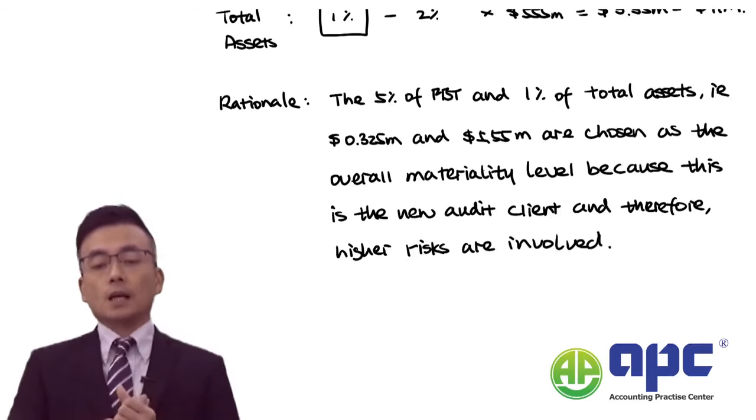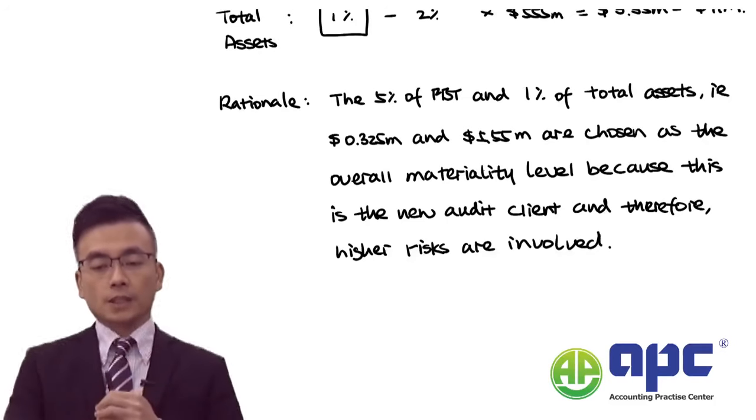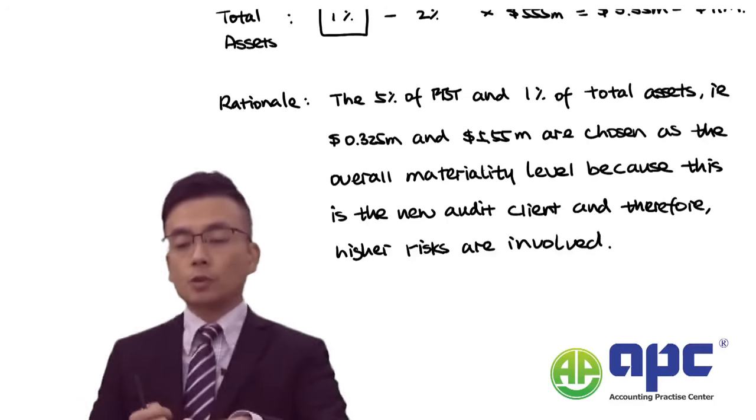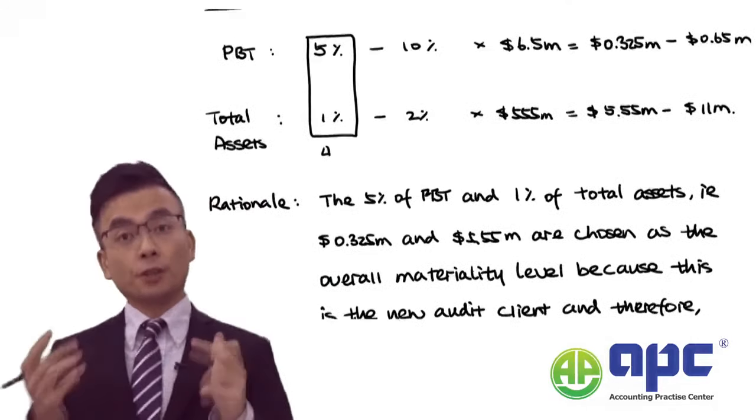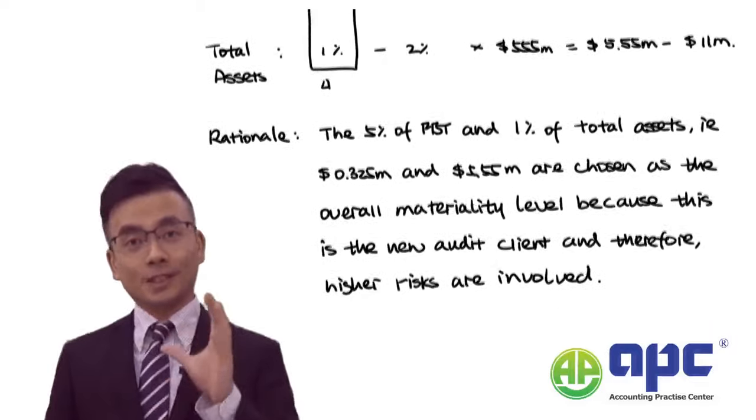First year's audit, so we're auditing the client's company and there are higher risks involved, and therefore we're going to choose the lower figure. Okay. 3 marks for that. Make sure that you're ready.